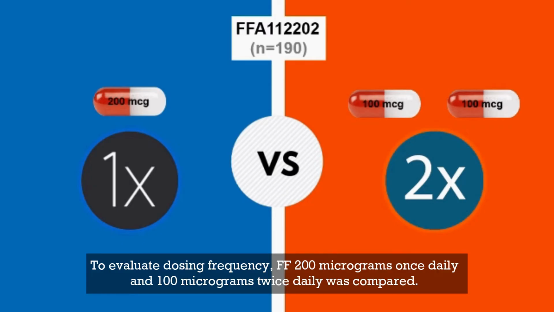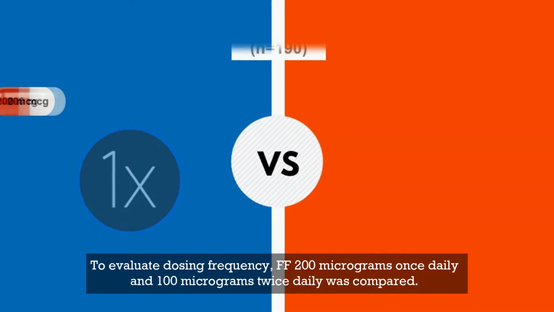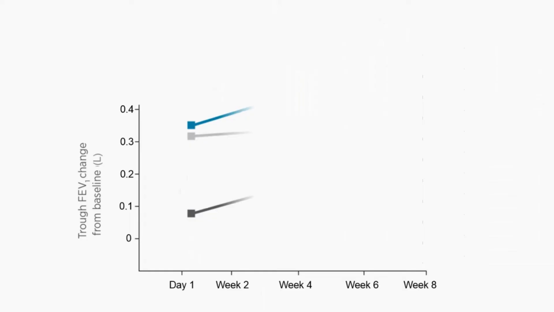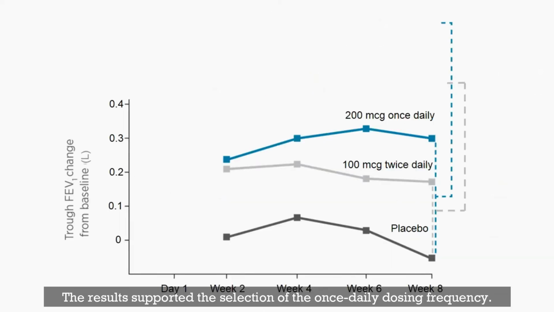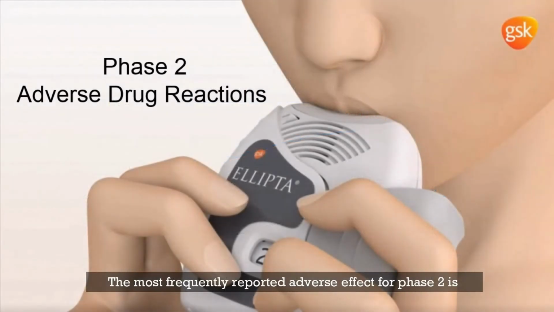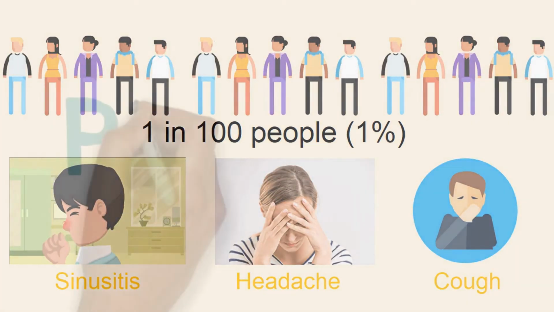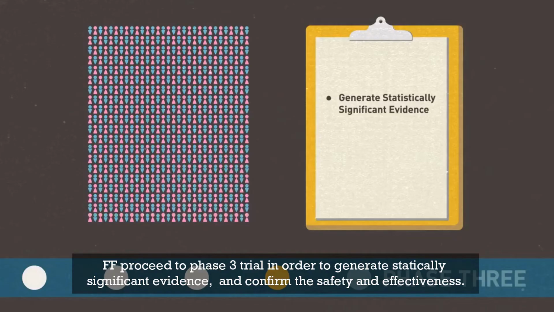To evaluate dosing frequency, FF 200 micrograms once daily and 100 micrograms twice daily were compared. The results supported the selection of the once daily dosing frequency. The most frequently reported adverse effects for Phase 2 were upper respiratory tract infection, sinusitis, headache and cough. FF proceeded to Phase 3 trial in order to generate statistically significant evidence and confirm the safety and effectiveness.